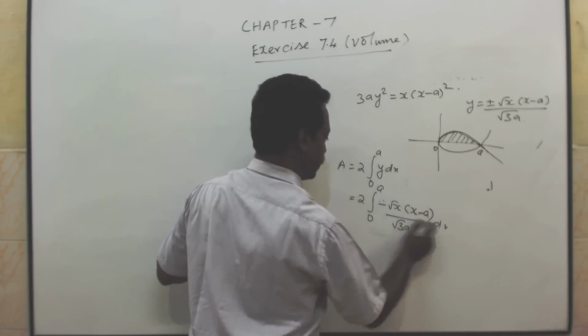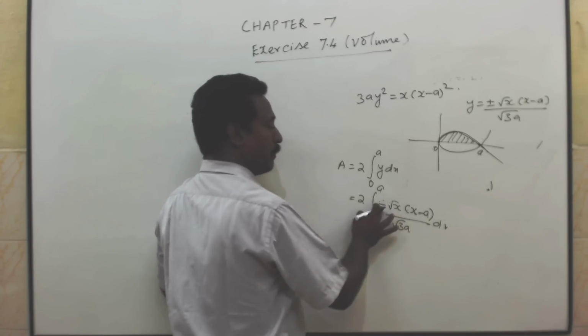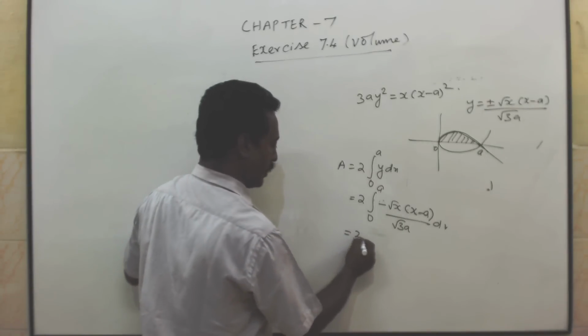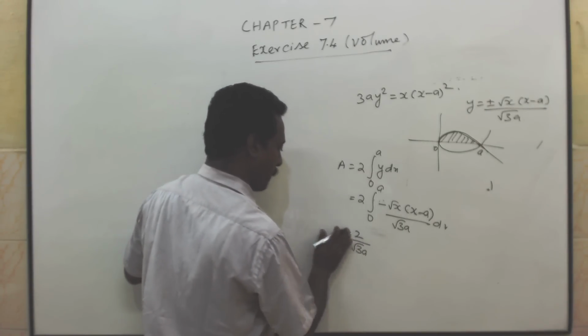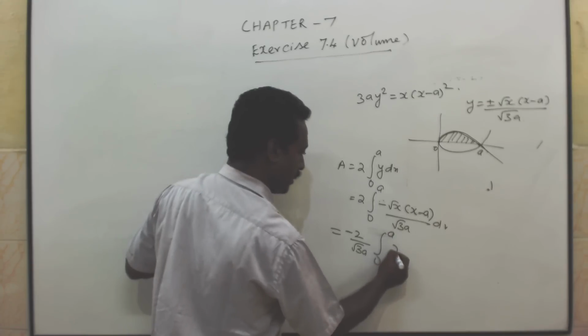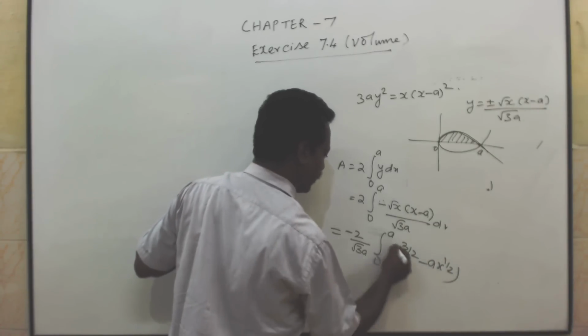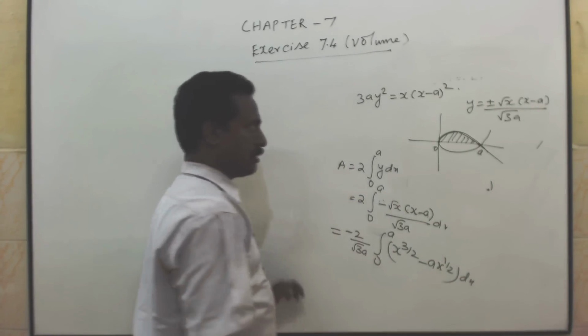Suppose you put plus x, the answer will come negative. Then you can know that you have made a mistake. Change it to minus. 2 by root 3a common, minus also taken out, then 0 to a, x into root x, x power 3 by 2, a x power, then integrate and substitute, you'll get the result.